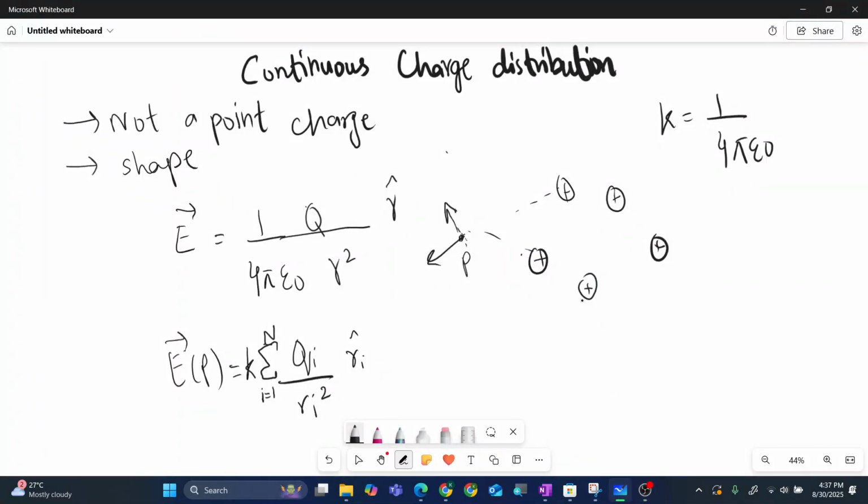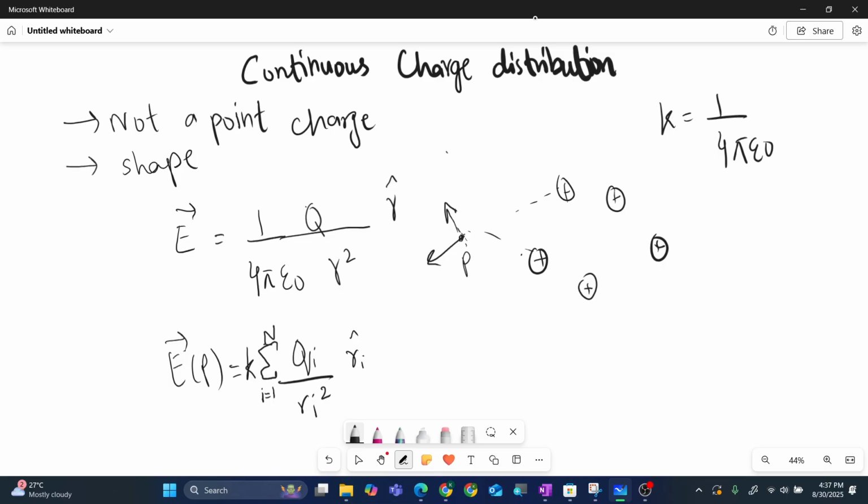Hi everyone. So today we're going to talk about continuous charge distribution. This topic is an important topic in electricity and magnetism course, and it is also an important subtopic in the electric fields chapter. So let's first talk about what is continuous charge distribution.